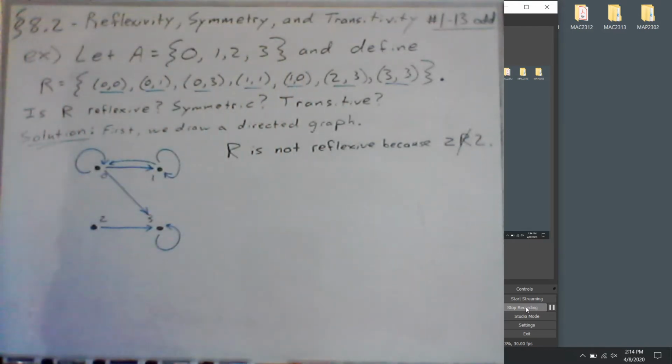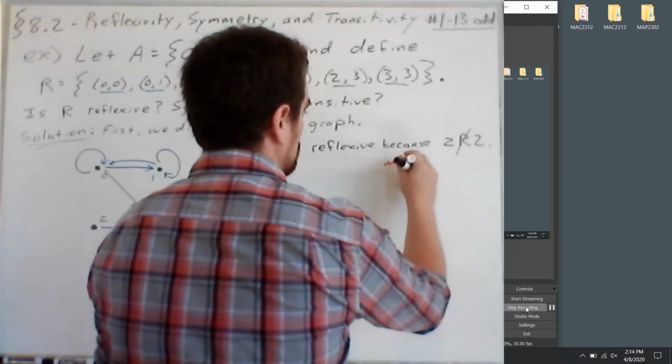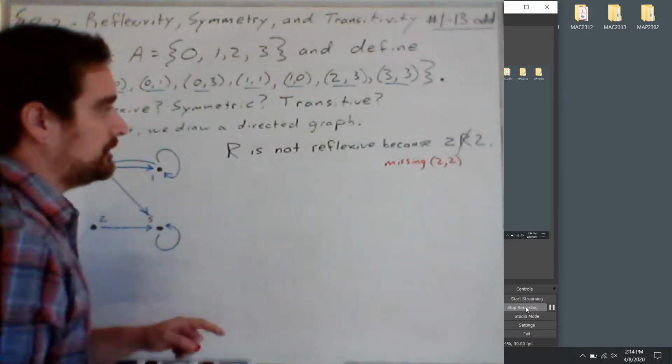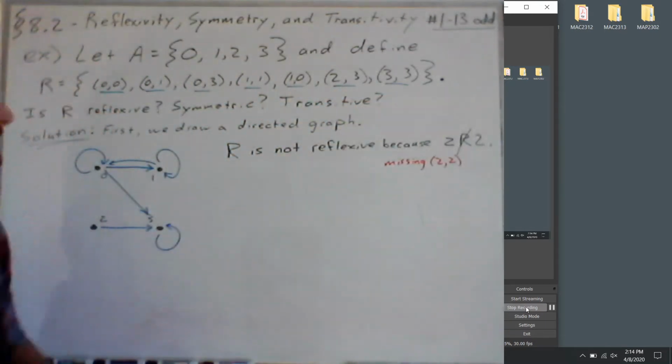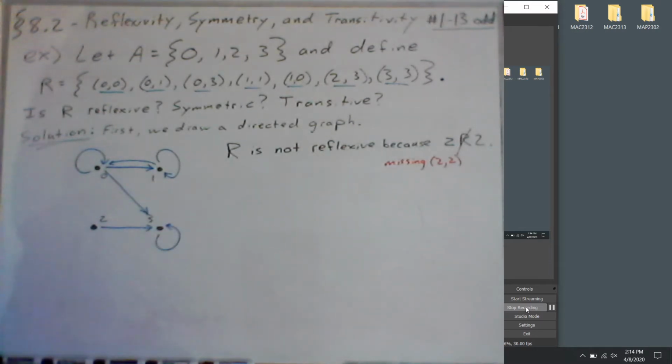We do not have this relation. Basically what happens is we're missing 2, 2 as an ordered pair in the relation. It's not there. So this is not reflexive. If it was there, this would be a reflexive relationship because every element would relate to itself. But because we're missing it, we can't say R is reflexive.